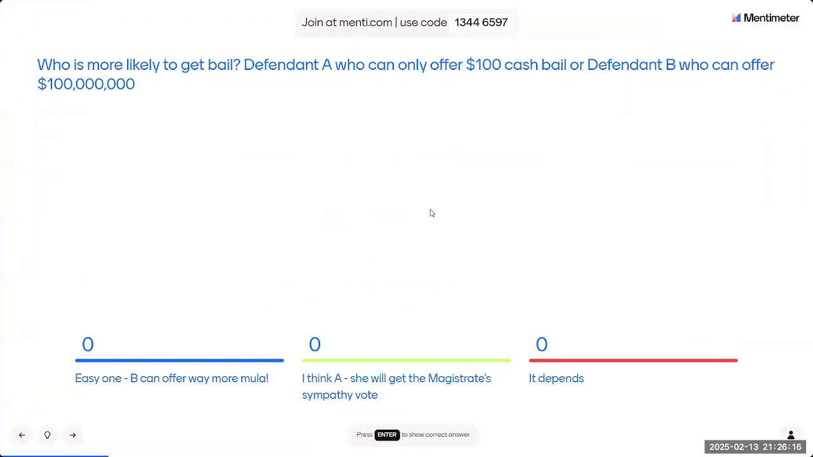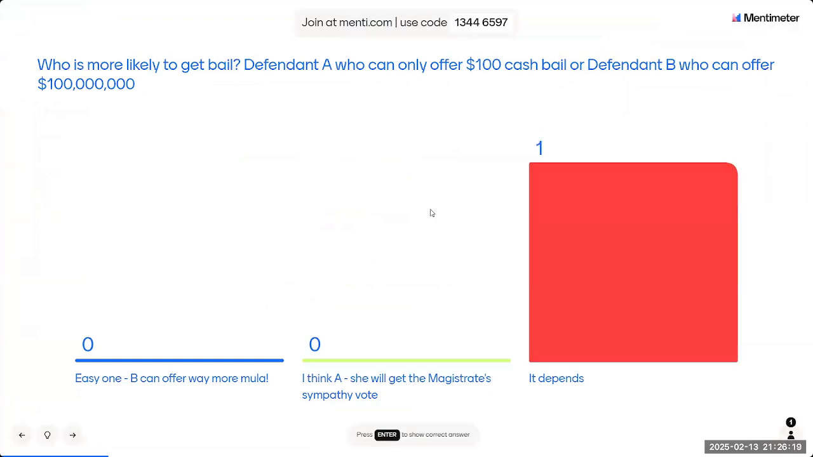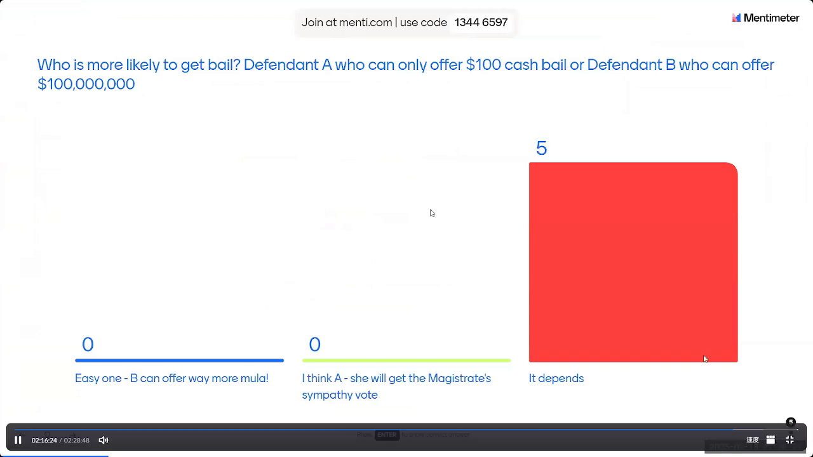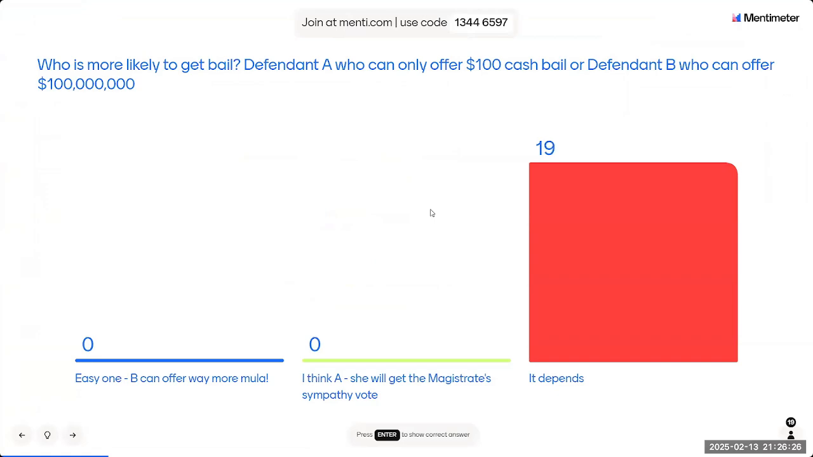Defendant A, who can only offer $100 cash bail, or defendant B, who can offer 100 million? Easy one, B can offer way more moolah. Moolah is cash, right? I think A, she'll get the magistrate's sympathy vote, or C, it depends. Is it impossible to get bail for a client who can only offer $100? What would you say to the magistrate in those circumstances? The magistrate said, $100? Are you serious? Are you insane? What would you say?